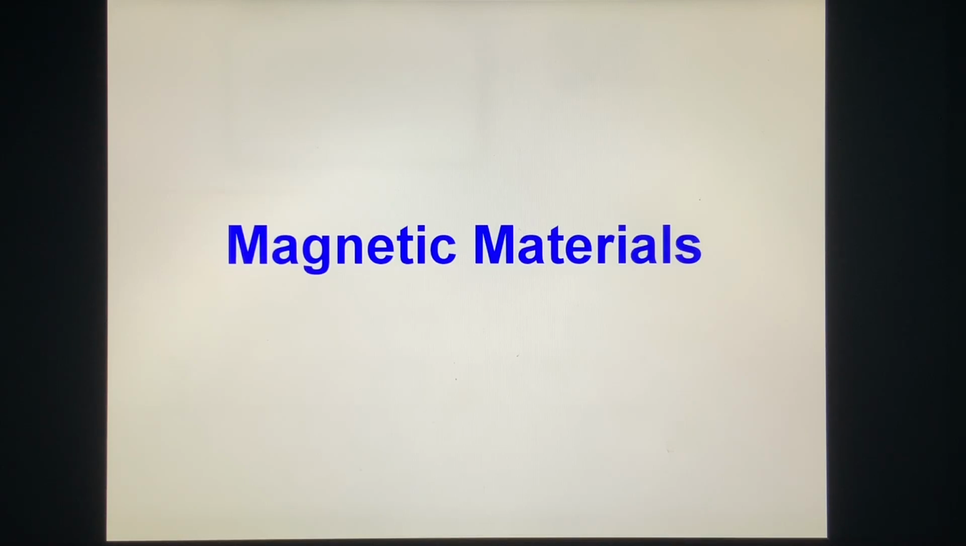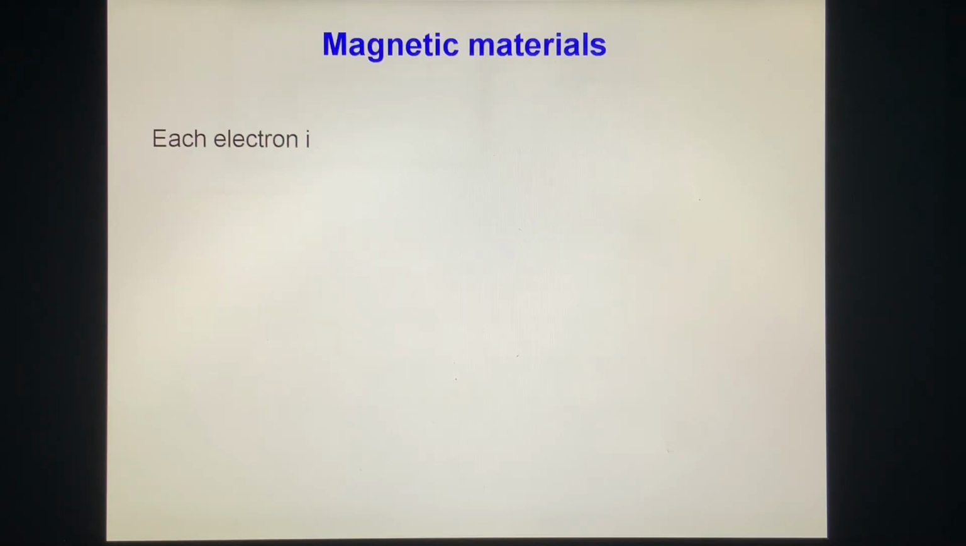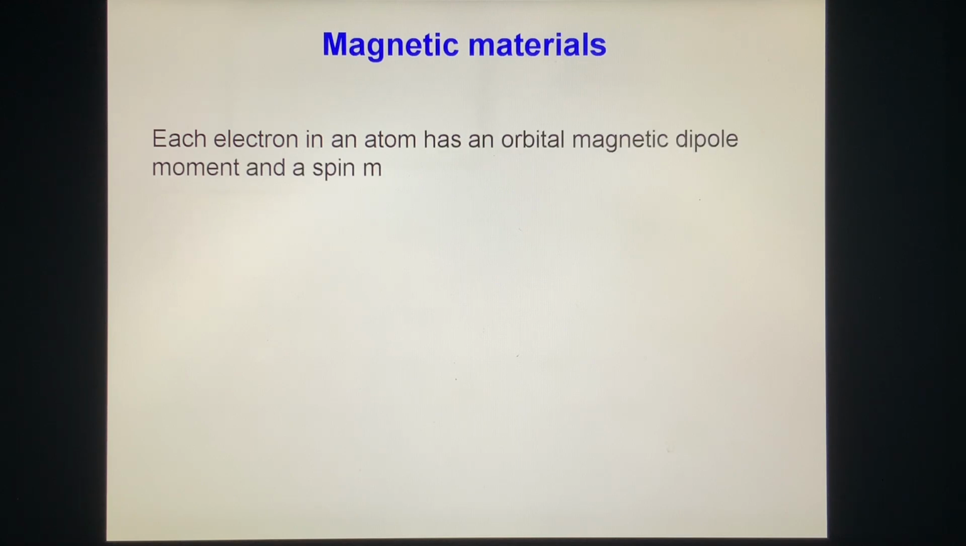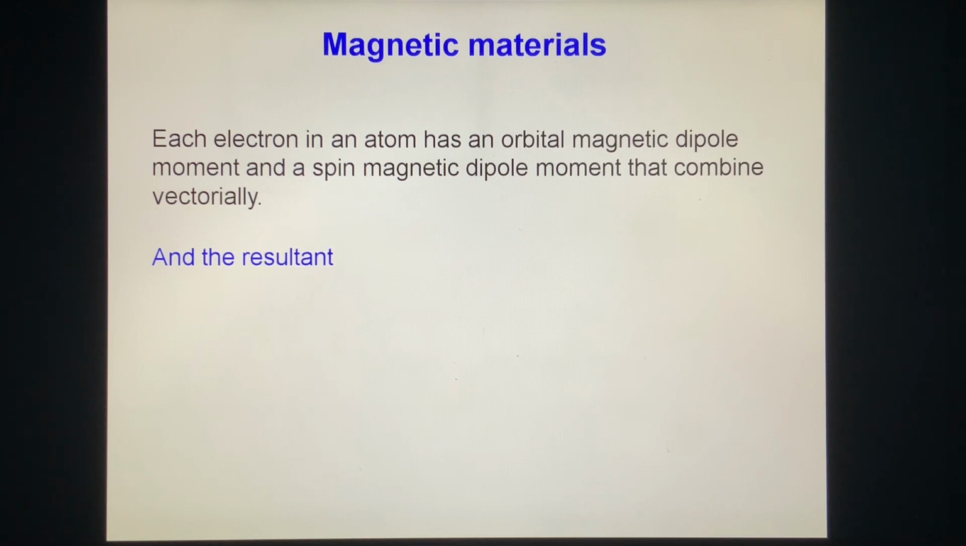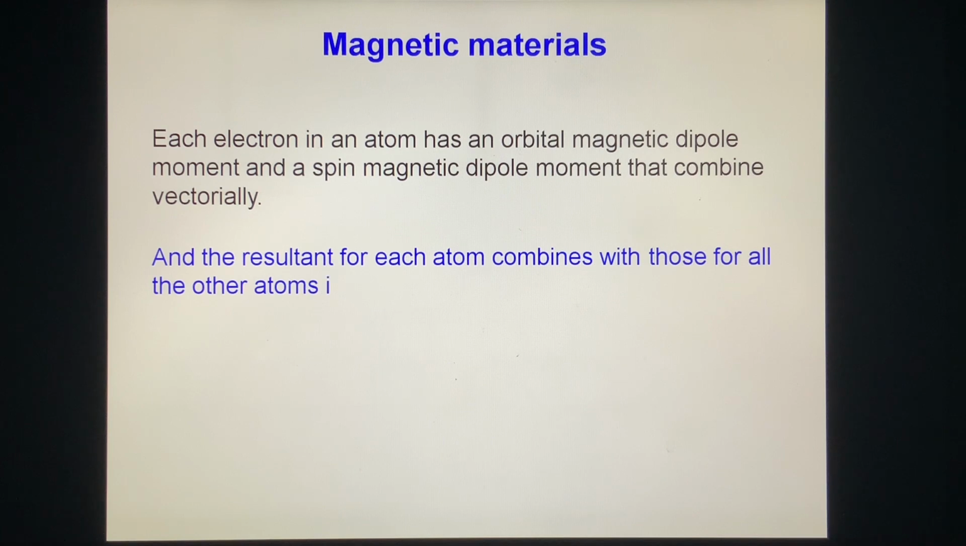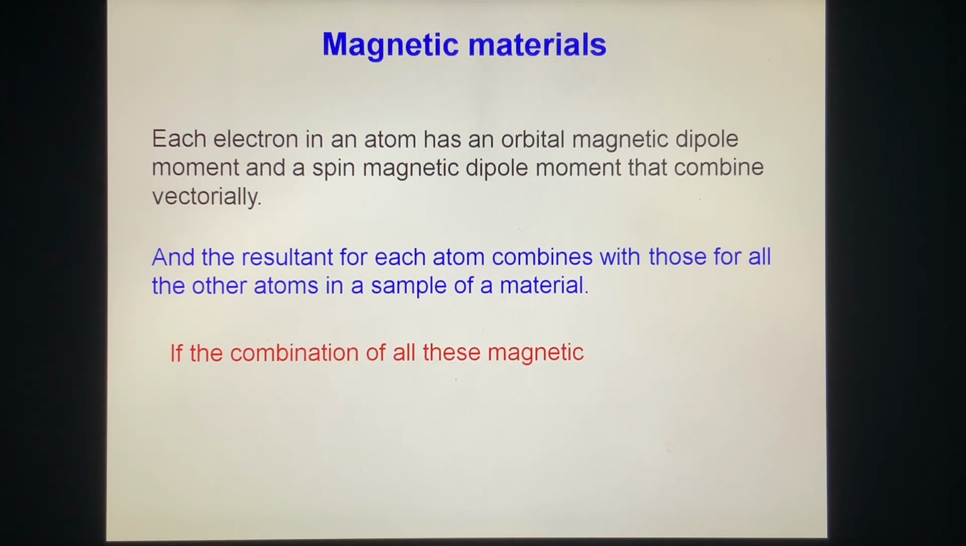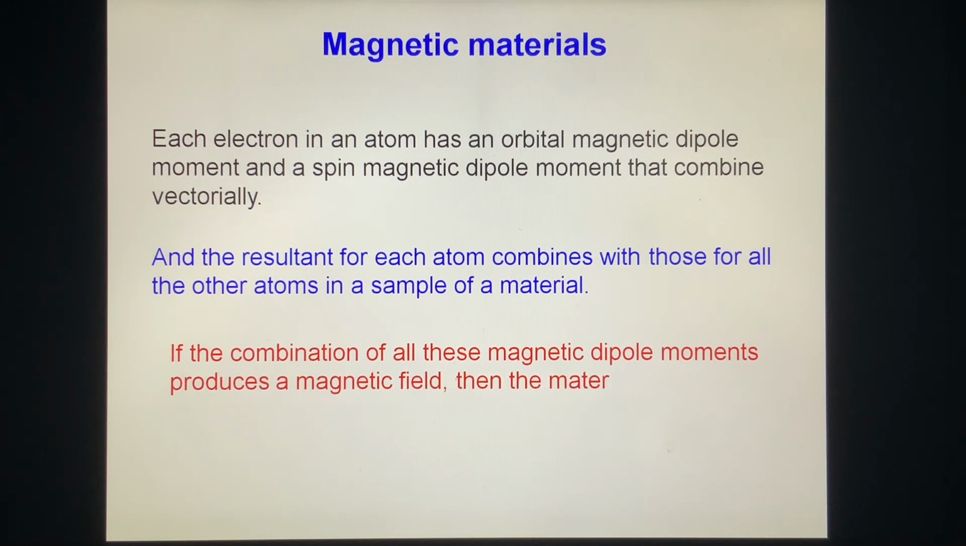Magnetic materials. Each electron in an atom has an orbital magnetic dipole moment and a spin magnetic dipole moment that combines vectorially. And the resultant for each atom combines with those for all the other atoms in a sample of a material. If the combination of all these magnetic dipole moments produces a magnetic field, then the material is magnetic.